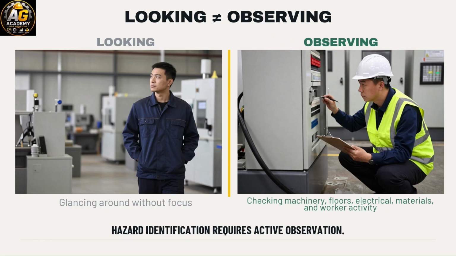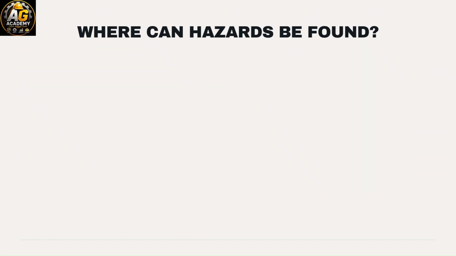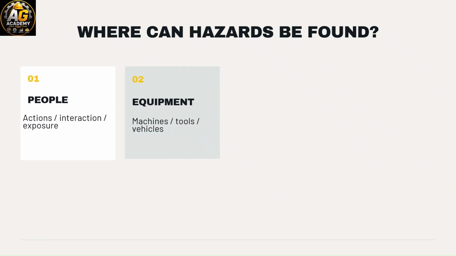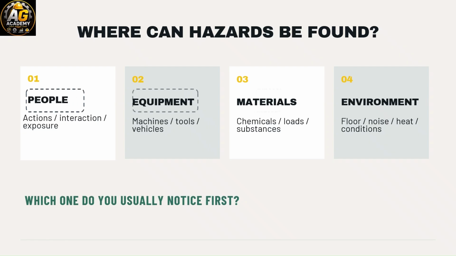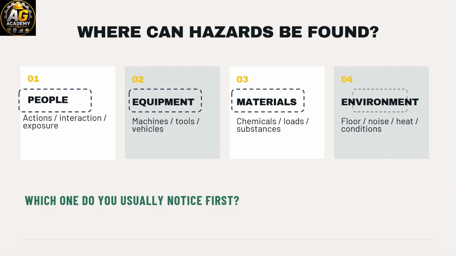But where should we look? Look in 4 key areas: people, their actions, interactions, and exposure; equipment, machines, tools and vehicles; materials, chemicals, loads and substances; and the environment, floors, noise, heat, and surrounding conditions. People, equipment, materials, environment. Now, let's put that into practice.